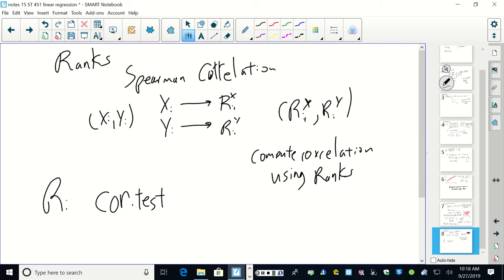You can tell it to use Spearman, or another one called Kendall, or Pearson. You can tell it to do the different correlation methods, and it will do the ranks for you. But these tests work if the null hypothesis is true. There are other things you would do if you want a confidence interval that we can talk about.